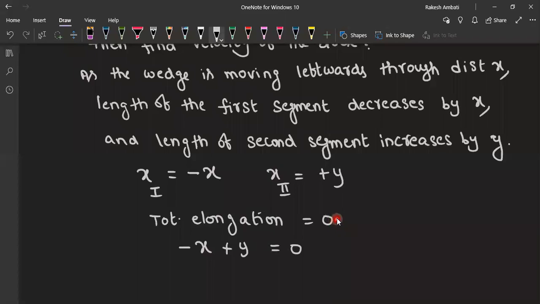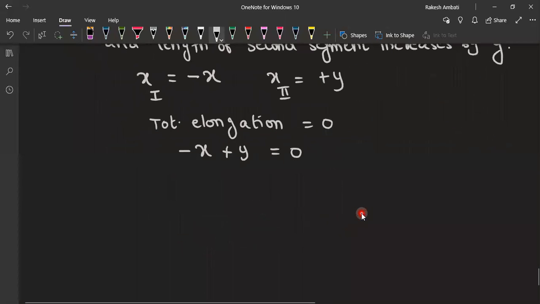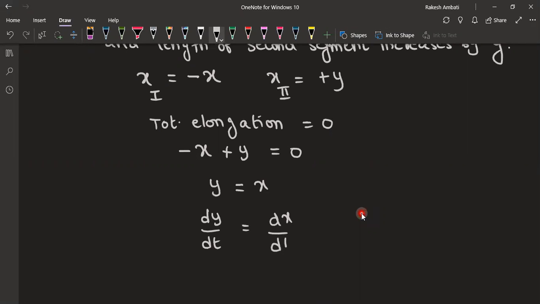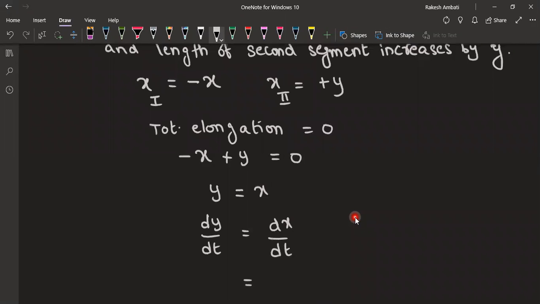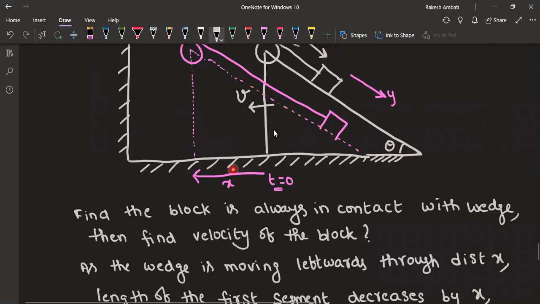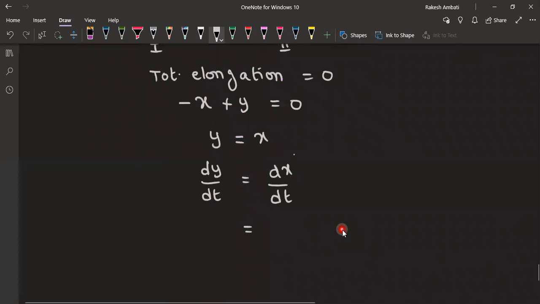Why is the total elongation equal to 0? Because it is an ideal string, no elongation, no compression takes place. Therefore, minus x plus y equal to 0. That means y equal to x. I'm differentiating with respect to time on both sides. Now we get dy by dt equal to dx by dt. But what is the meaning of dx by dt? Here x indicates the distance traveled by the wedge. So this dx by dt is nothing but the velocity of the wedge.